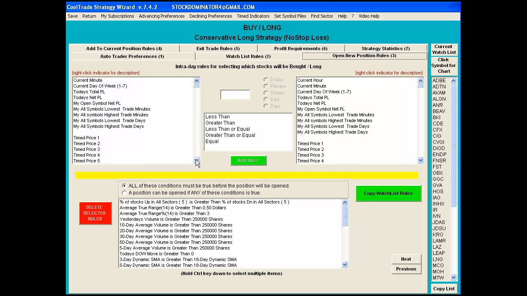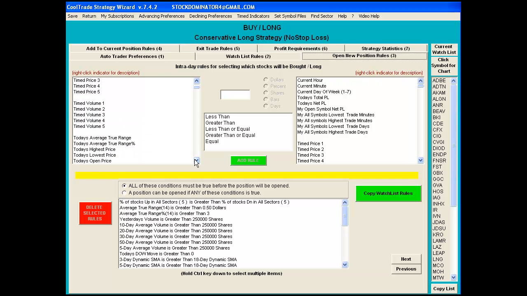CoolTrade runs second by second, tick by tick. So with the open position rules, it looks at both historical and intraday data. And there are hundreds of different indicators. I'm just going to scroll through them real quick because it's rather cumbersome to explain all of this, and it'll be over most people's heads.